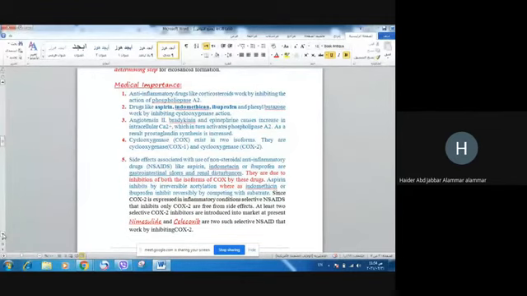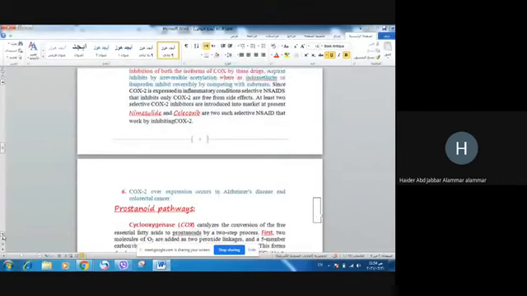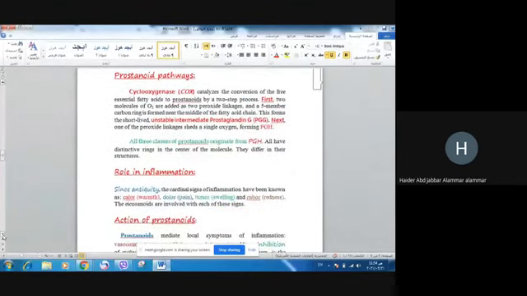The medical importance, we will leave that for last, it comes in the middle here. Regarding the prostanoid pathways, here we will discuss in detail the prostaglandin pathway, and then I'm going to talk about the leukotriene pathway or biosynthesis.